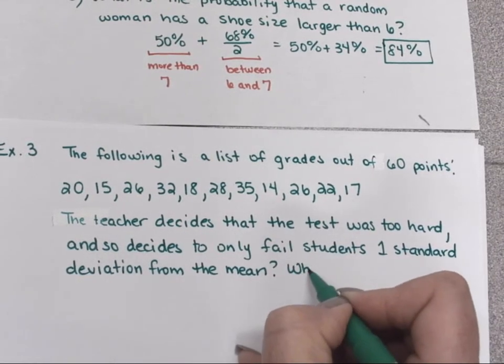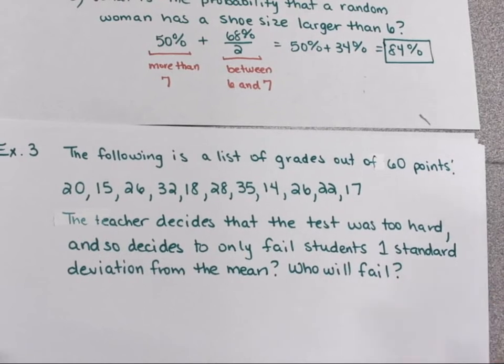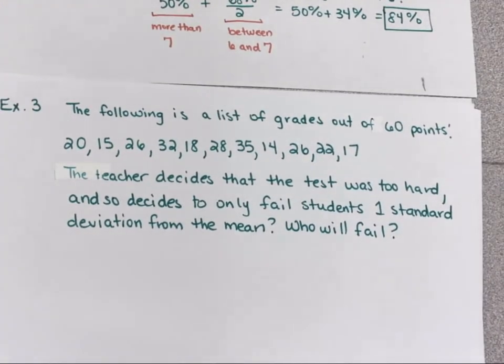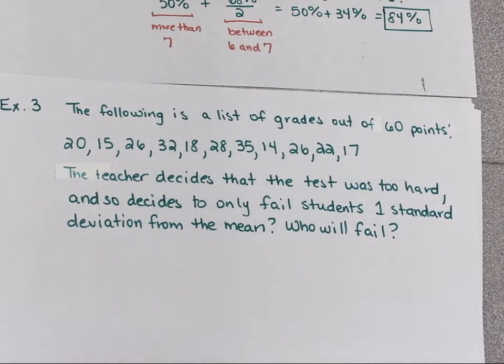And so my question is, who will fail with this grading system? By the way, even out of 60, everybody failed, right? So that's why the teacher made this determination that, hey, nobody passed this test, so I'm going to curve it, but I'm not going to curve it just with points. I'm going to curve it as a normal distribution.